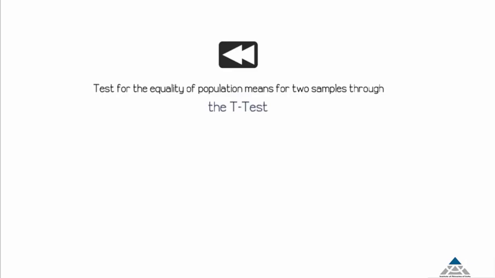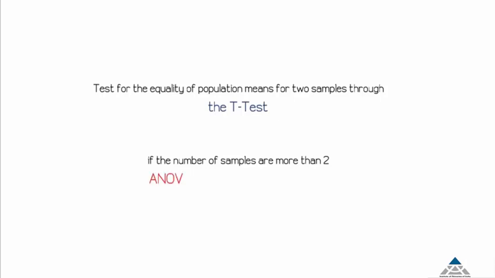In one of the previous videos, we had seen how to test for the equality of population means for two samples through the t-test. However, what if the number of samples we want to test on are more than two? In that scenario, we use a test called ANOVA or Analysis of Variance.